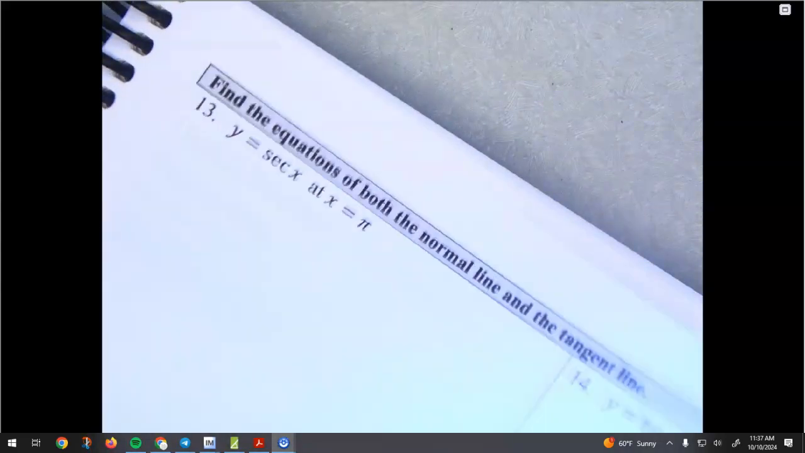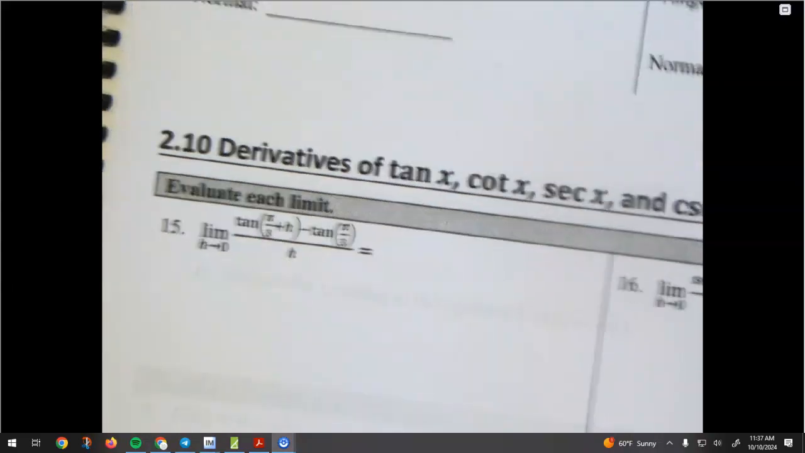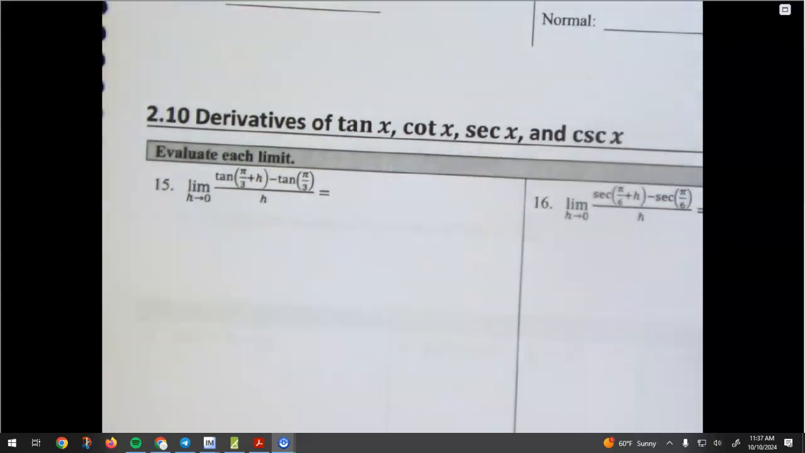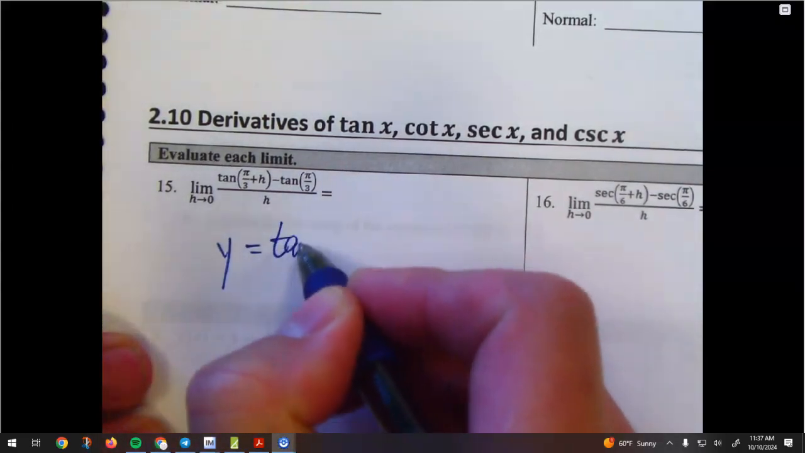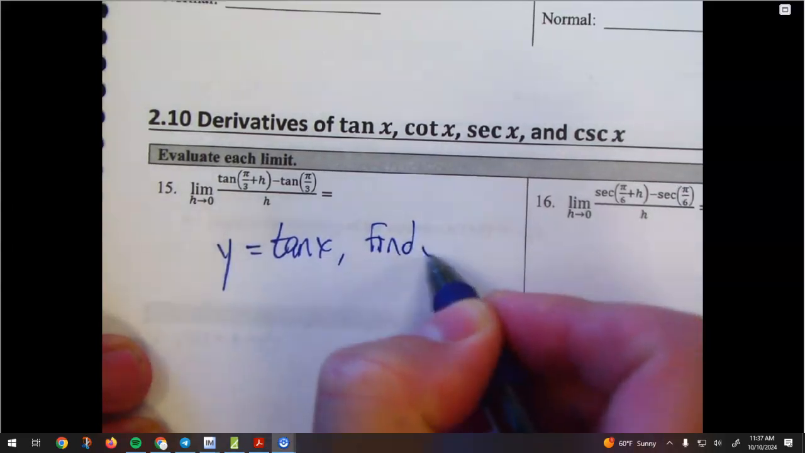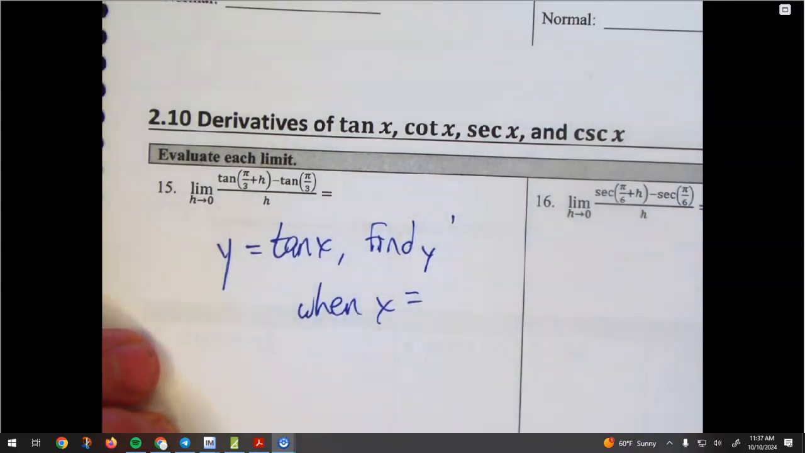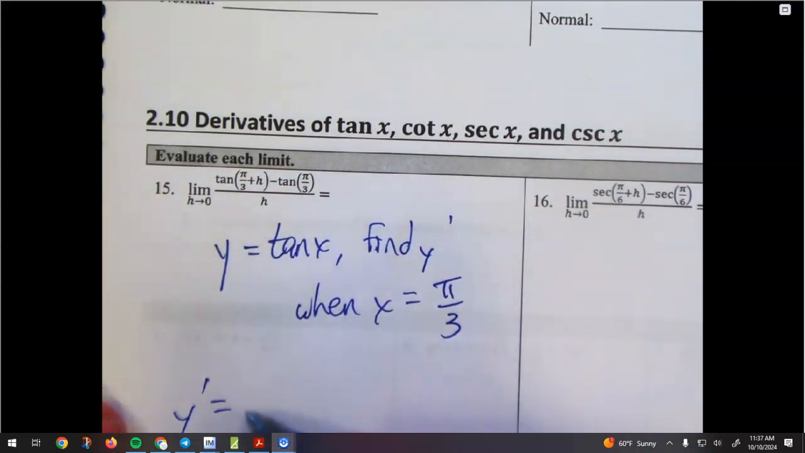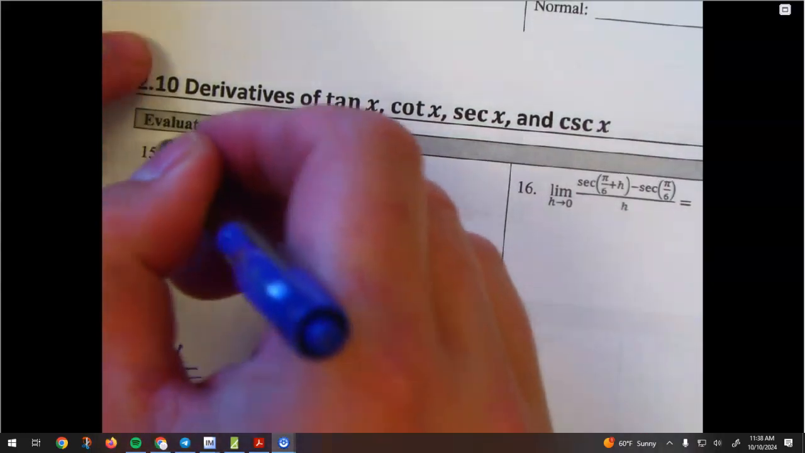Okay, real quick, let's look at 15 and 16 on here. Again, I don't want to spend a million hours on something that is not on the test very often. But this question is saying y equals tan of x. Find y prime when x equals 5/3. So the derivative of tan is secant squared, and then you'll plug in 5/3 and figure out whatever that is. I'm just trying to help you get from this step.